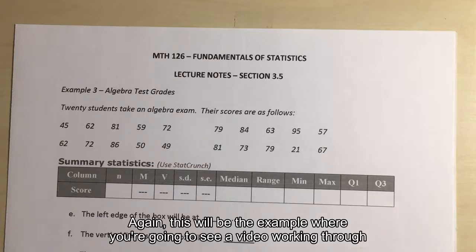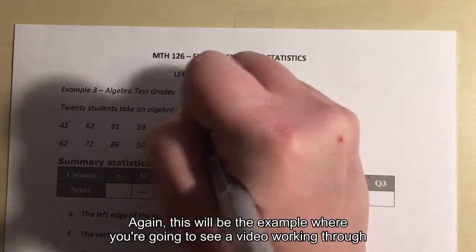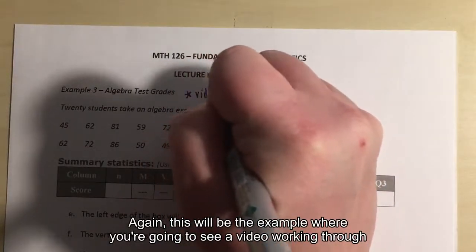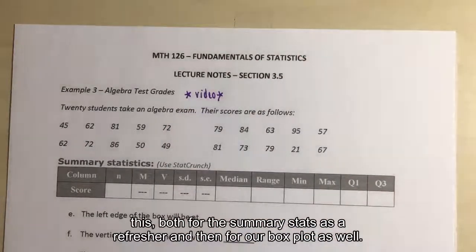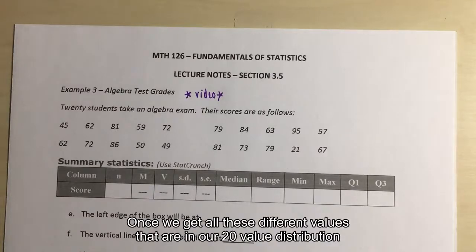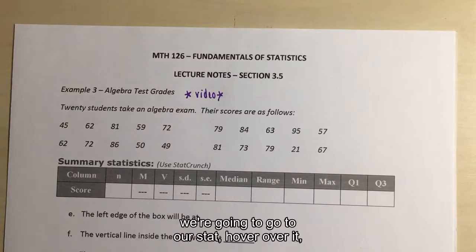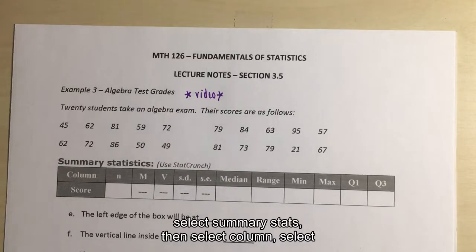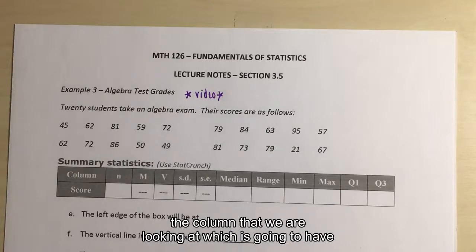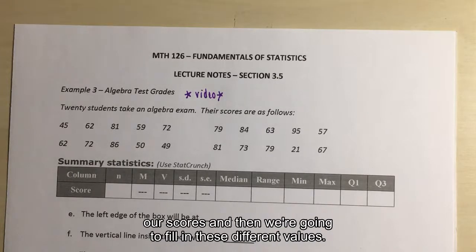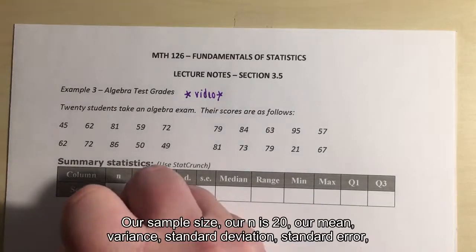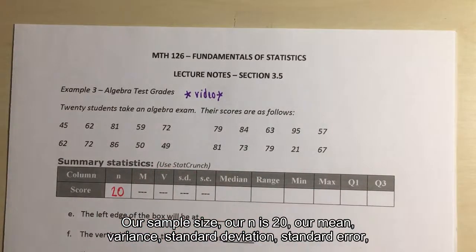Again, this will be the example where you're going to see a video working through this, both for the summary stats as a refresher and then for our box plot as well. And so once we get all of these different values in our 20 value distribution, we're going to go to Stat, hover over it, select Summary Stats, then select Columns, and select the column that we are looking at, which is going to have our scores, right? And then we're going to fill in these different values. So our sample size, our n, is 20.